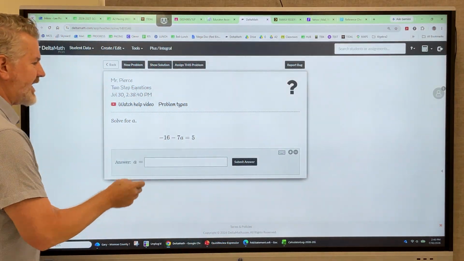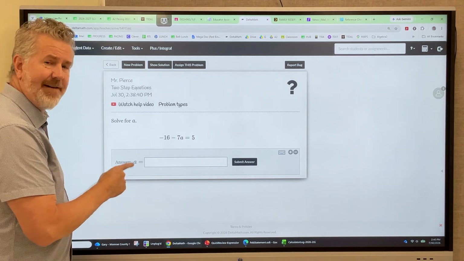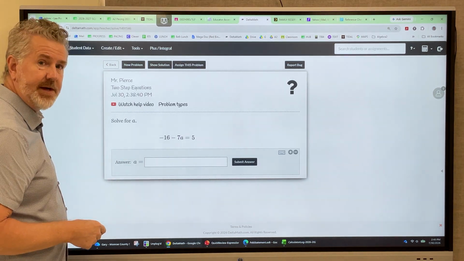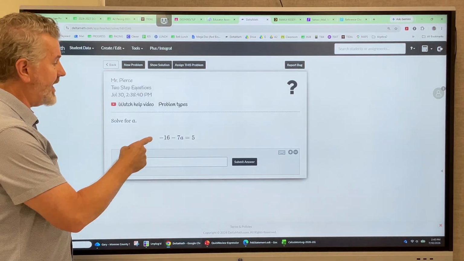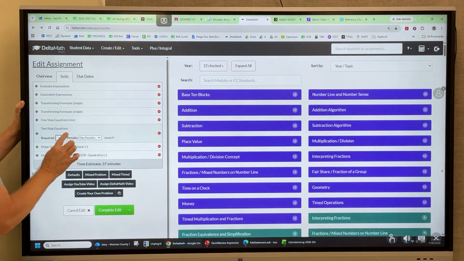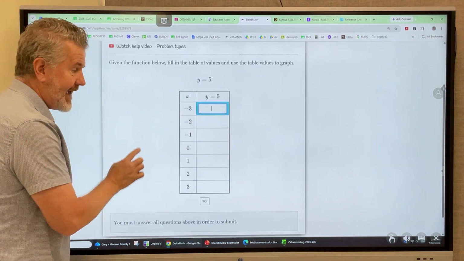So please pay attention to that. If you struggle with something like this, you are not alone. Half the class is going to struggle with something like this, just because of the positives and negatives, but do your best on it, okay? So those are two-step equations. This is that last skill I did in the last video.